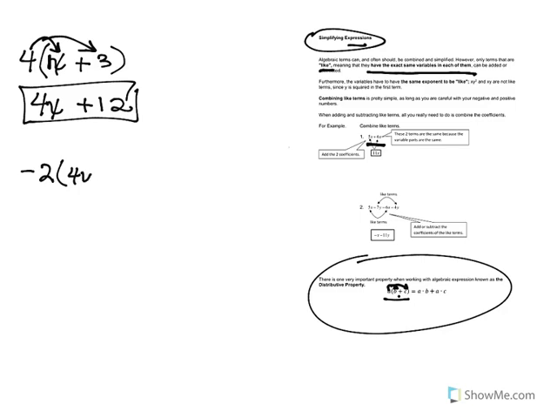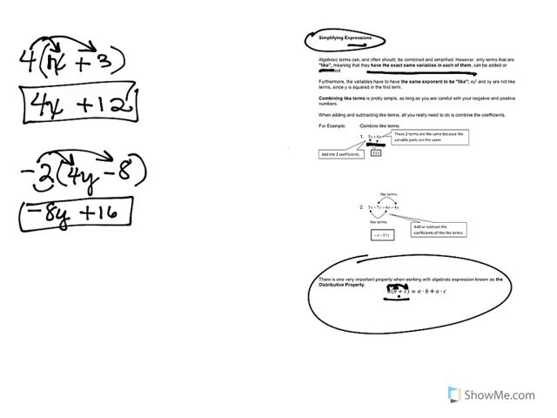So negative 2 times 4y minus 8, right? So if we distribute negative 2, we get negative 2 times 4 is negative 8y. Negative 2 times negative 8 is plus 16. So pay attention to your signs, all right? There's nothing else that can simplify, so we're finished.